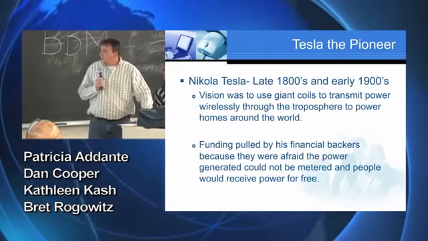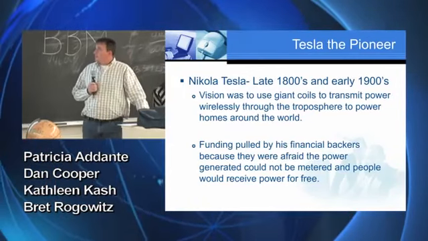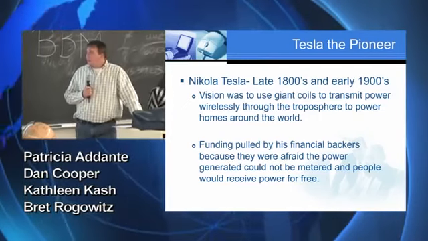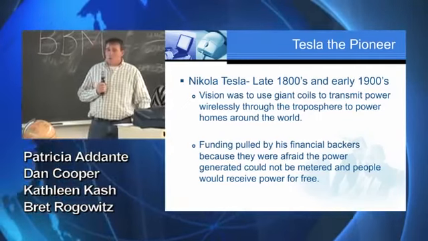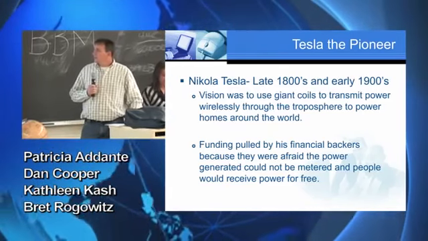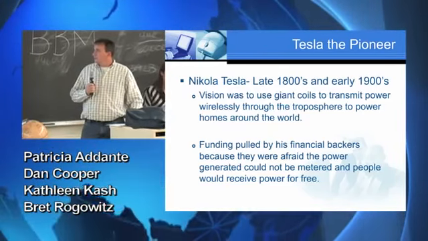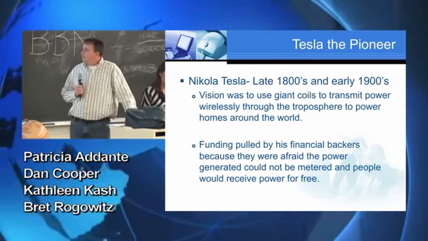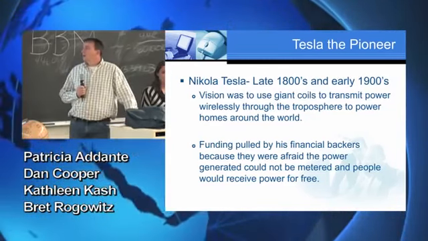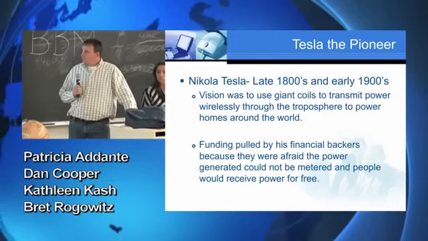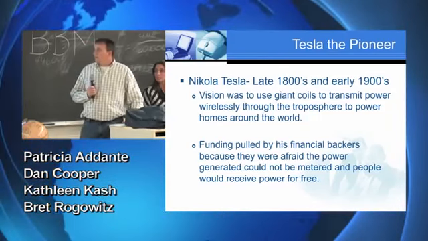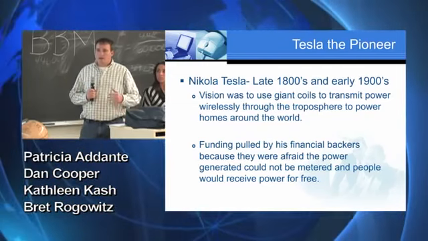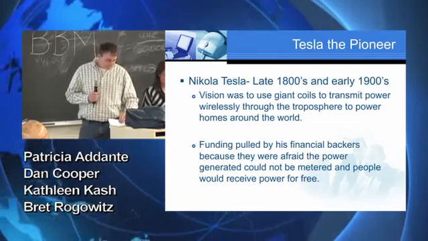We're going to talk about Nikola Tesla. Late in the 1800s, early 1900s, his vision was to use giant coils to transmit power wirelessly through the air, basically through the troposphere, which is the lower part of the Earth's atmosphere, to power homes around the world. Because of this idea, funding was pulled by his financial backers because they didn't know of a way to meter that power use.